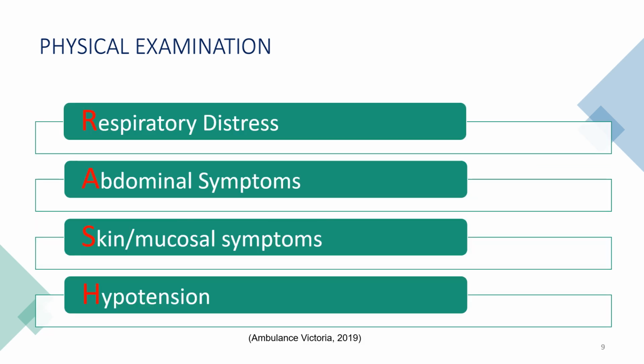Physical examination can be limiting in identifying the source of shock. However, some physical findings can be suggestive of underlying etiology. Ambulance Victoria clinical practice guidelines include an acronym known as RASH, which stands for respiratory distress, abdominal symptoms, skin or mucosal symptoms, and hypotension, to aid patient management. When 2 or more RASH symptoms are evident, plus confirmed exposure to an antigen, anaphylaxis criteria is met.